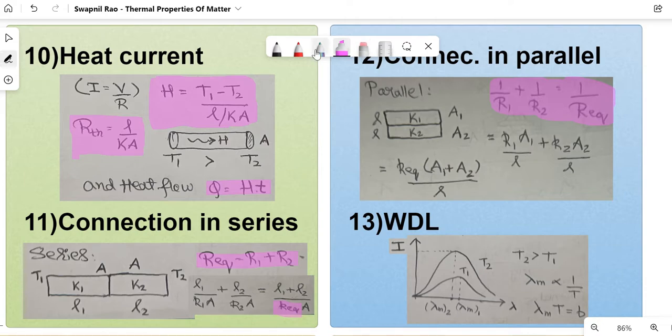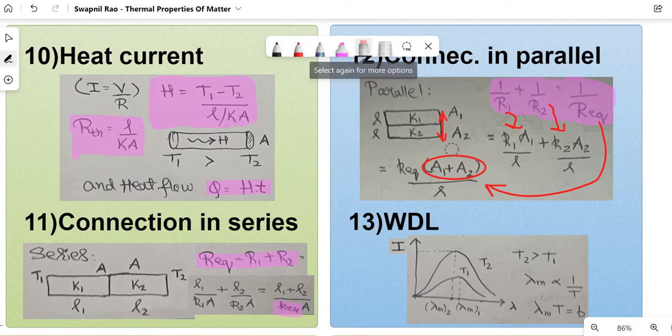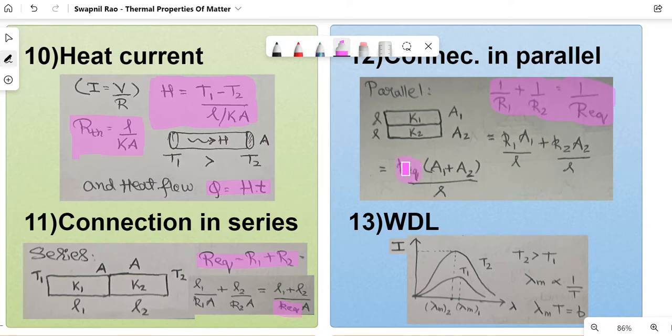So over here, I've just replaced 1 by R1 from this formula itself. From this formula, I've replaced it over here. That would be K1 A1 by L, and 1 by R2 would be this K2 A2 by L, and 1 by R equivalent will be this formula, but obviously over here area will be A1 plus A2, because when you connect it in parallel, the area is increasing. The length will still be the same, but area is now increased. So that's why you have to keep that in mind. So I hope this was clear. Using this equation you have to find R equivalent obviously.